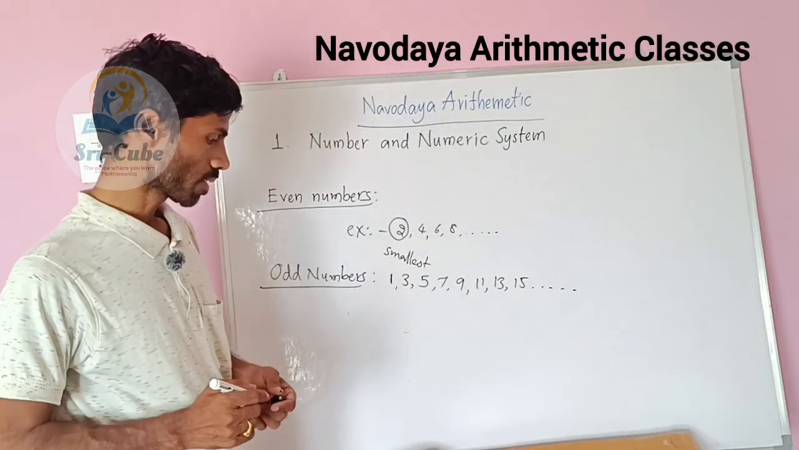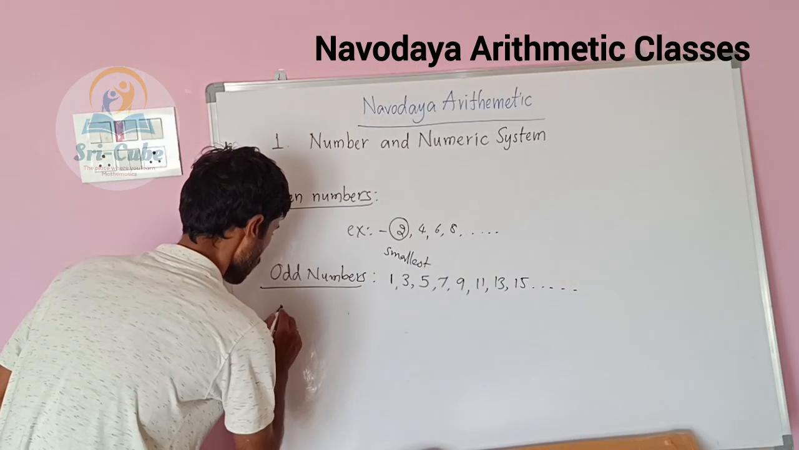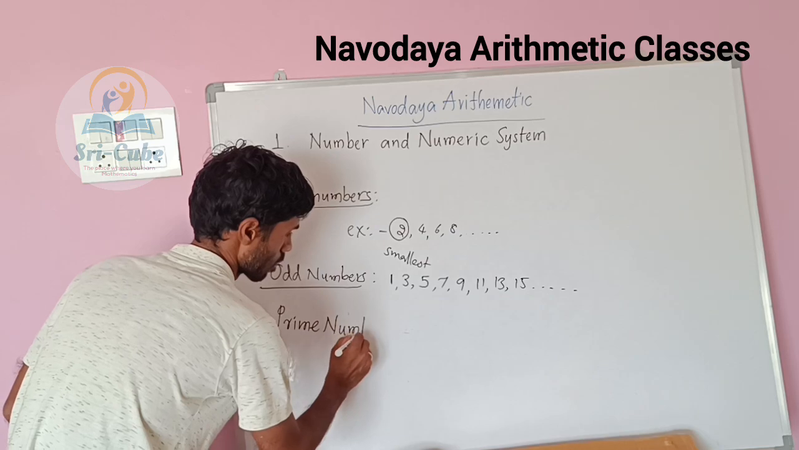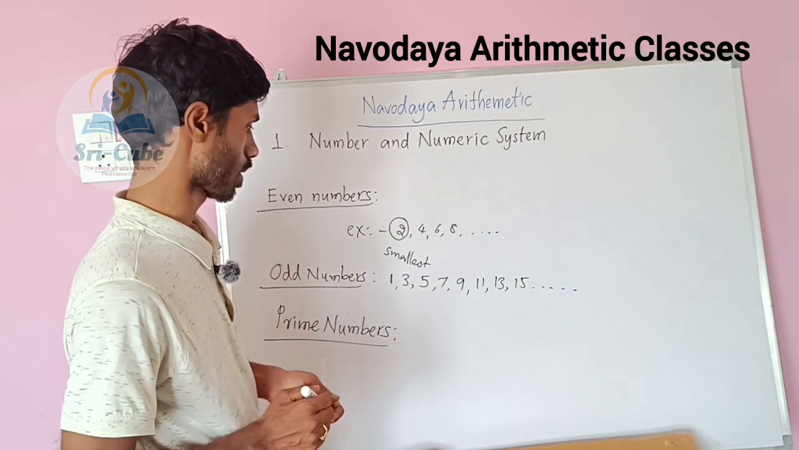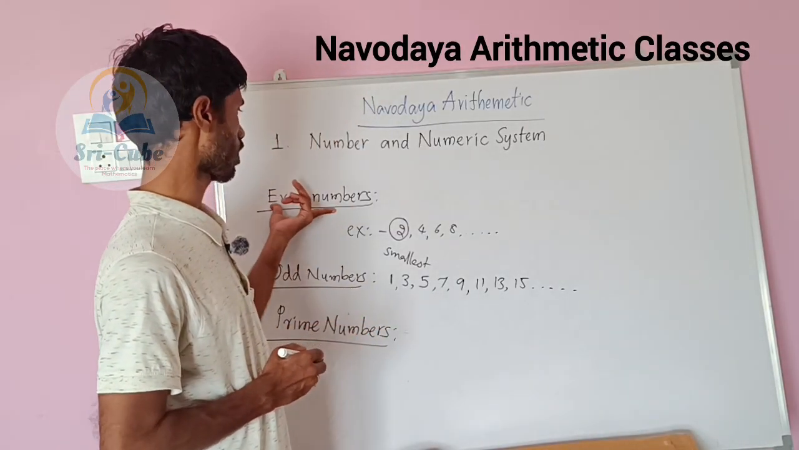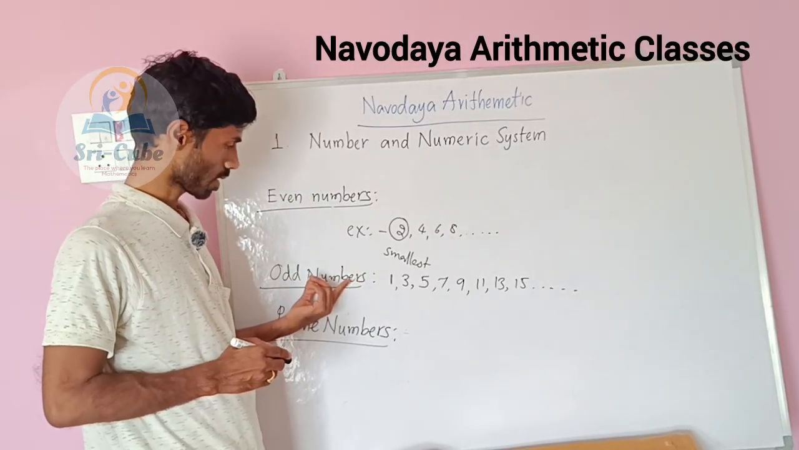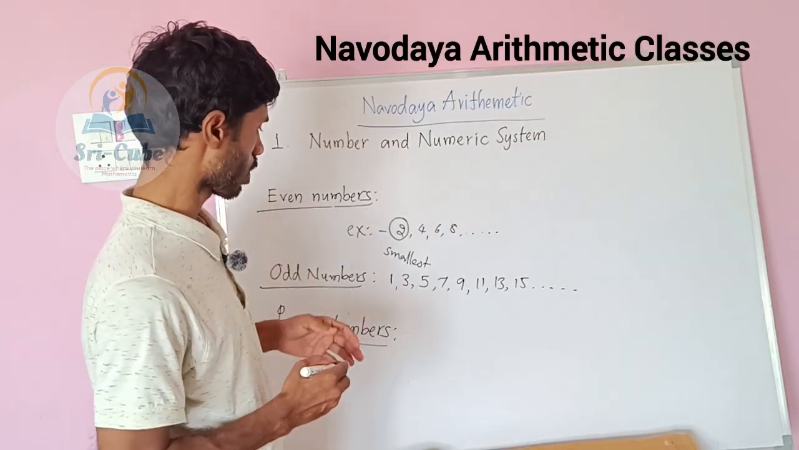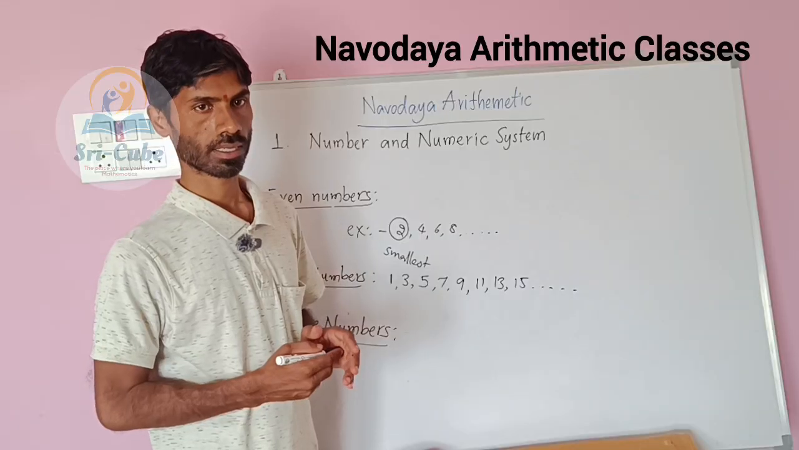So next, another thing, prime numbers. What are prime numbers? In Telugu, pradhana sankhyalu. Here it is even numbers, sari sankhyalu. Here it is odd numbers, basi sankhyalu. Here it is prime numbers, pradhana sankhyalu. So prime numbers are the numbers which have one and itself as factors.